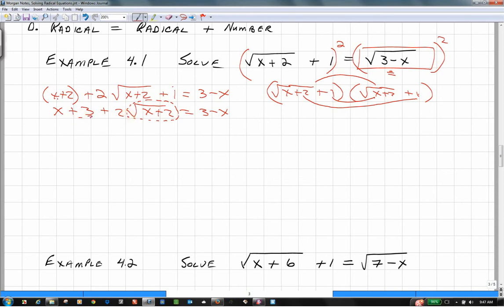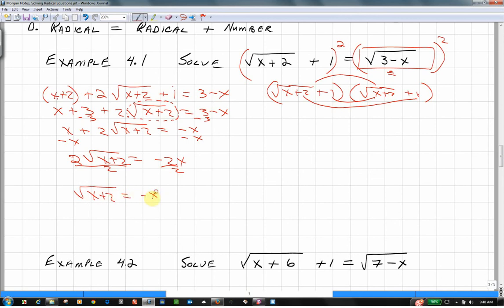The first thing I'm going to do is subtract 3. So I have x plus 2 times the square root of x plus 2 is equal to negative x. Now I'm going to subtract x from both sides, and that's going to give me 2 times the square root of x plus 2 is equal to negative 2x. Now I'm going to divide both sides by 2. Finally, I have the square root of x plus 2 is equal to negative x. Square both sides.